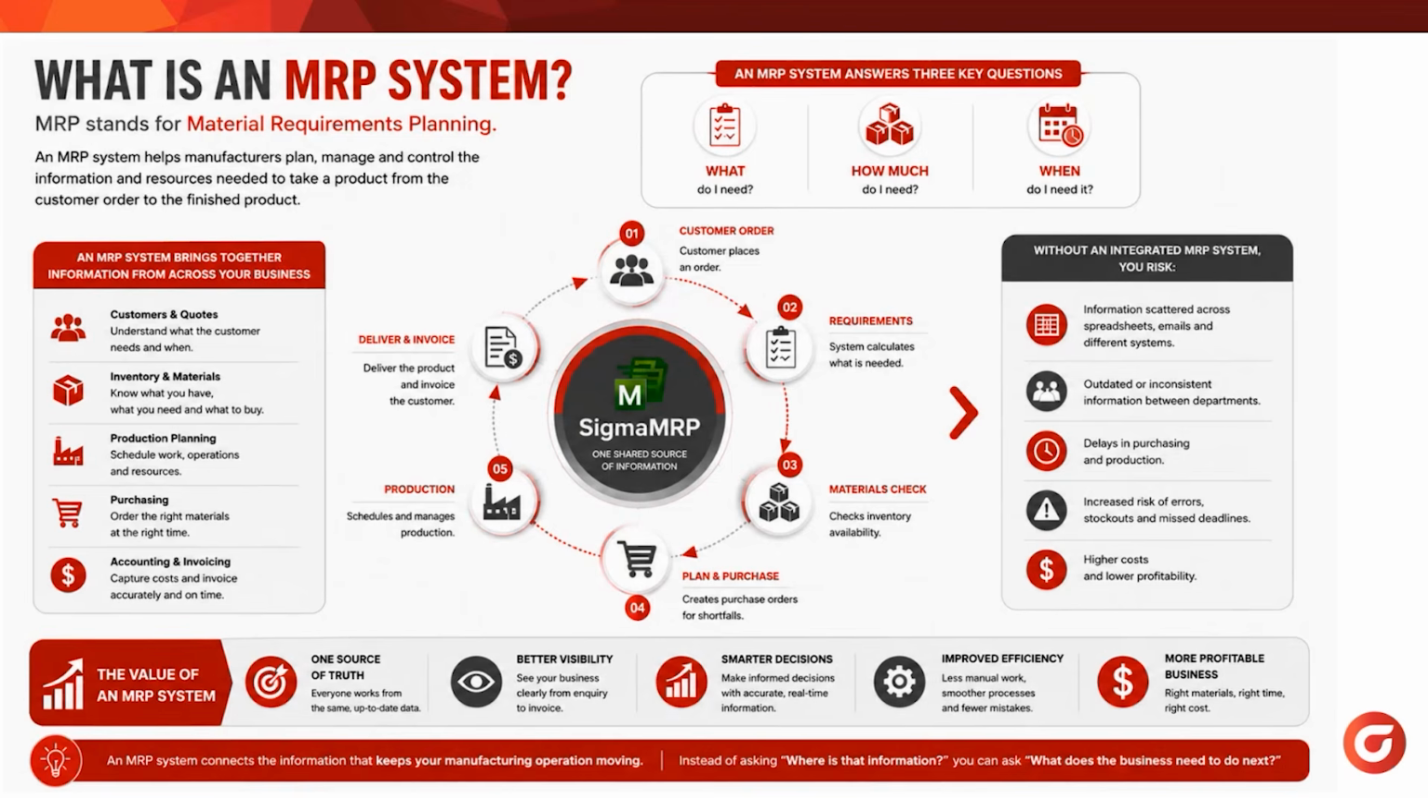Think about what happens when a customer places an order. You need to know what you're producing, which materials are required, whether you have those materials in stock, what needs to be purchased, when production needs to start, which operations are required, and ultimately what needs to be invoiced.